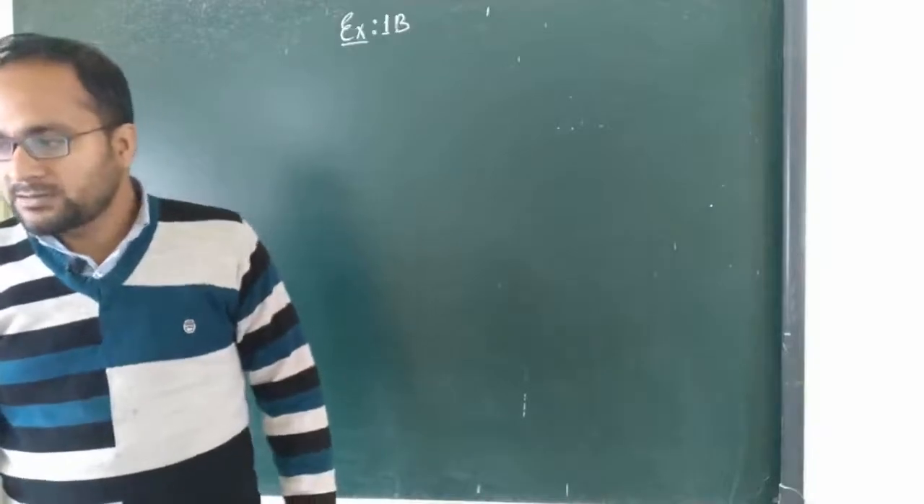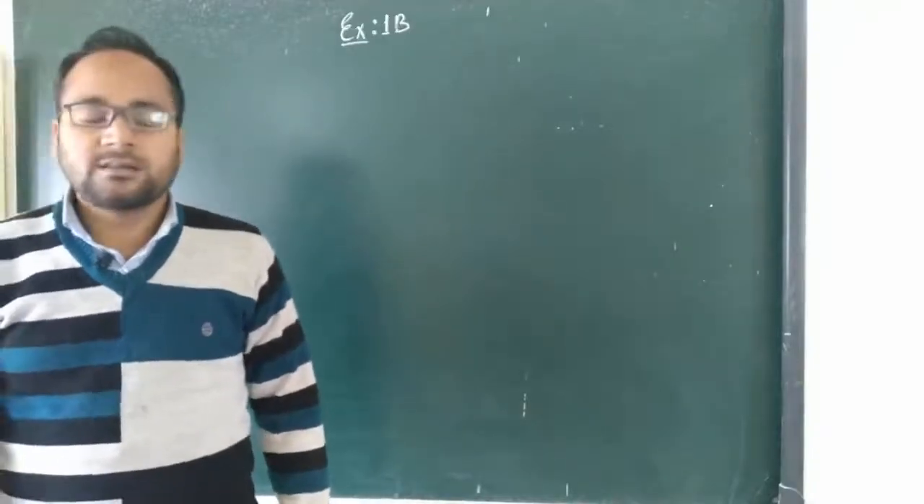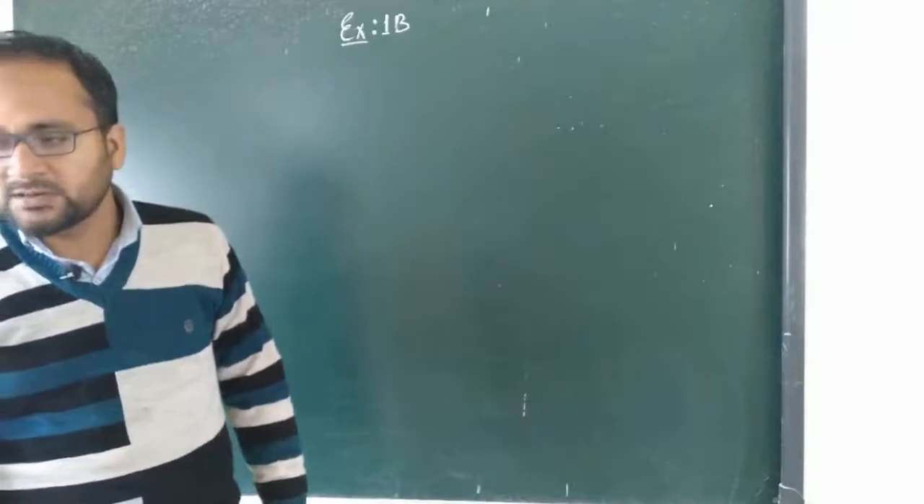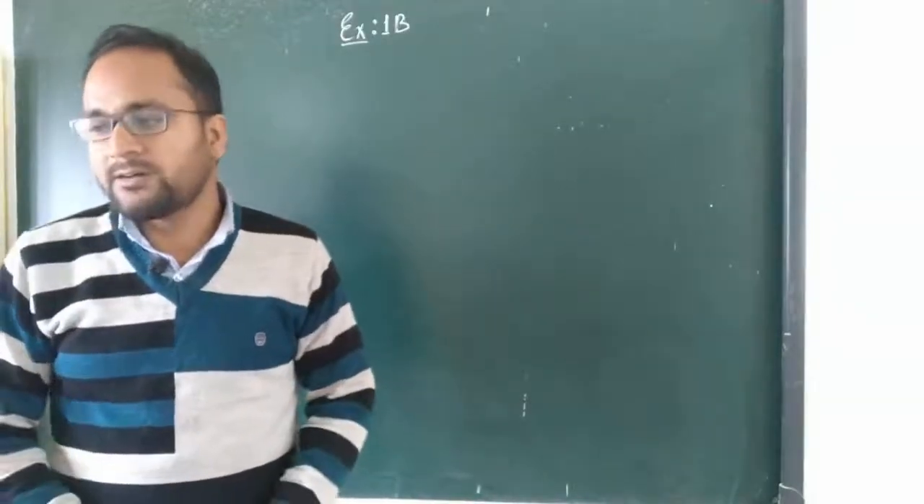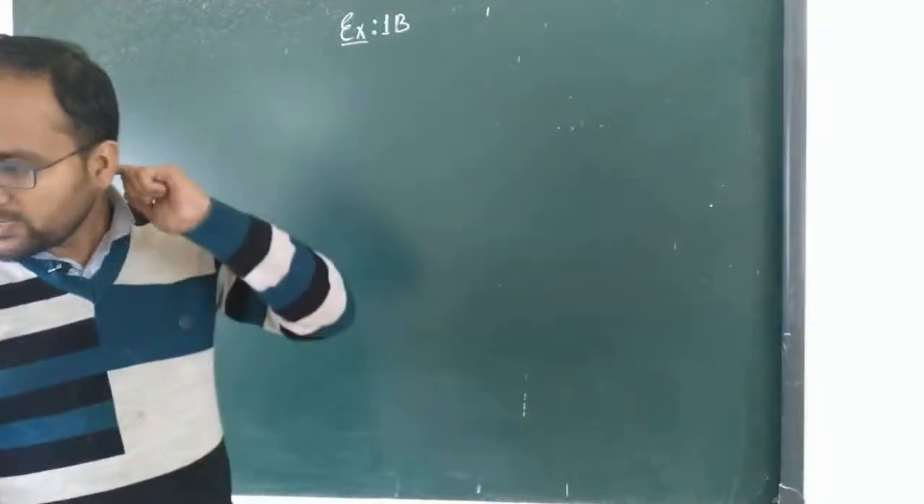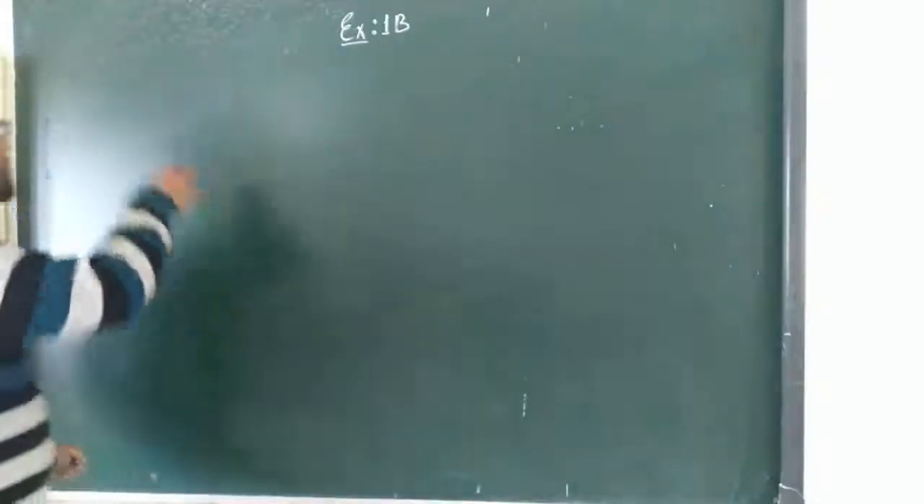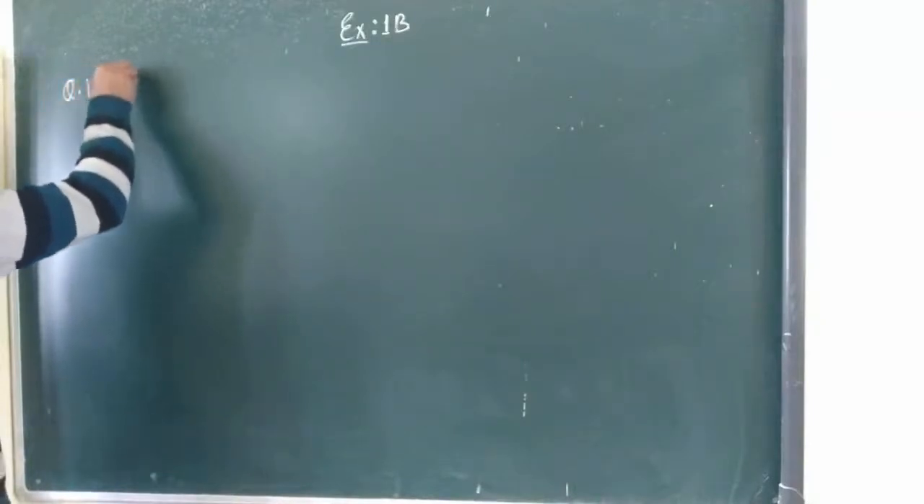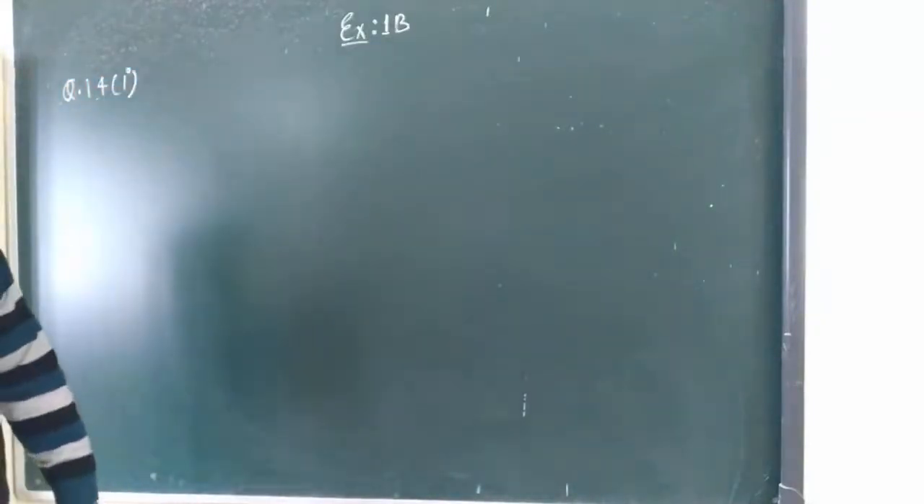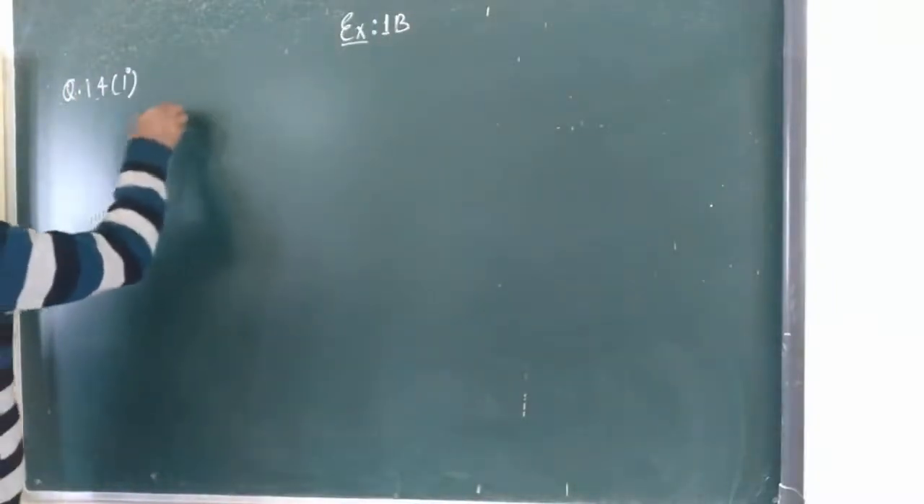Question number 14 says: find the areas of the given figures where all the corners are right angles and the dimensions are given in centimeters. So in question number 14, I have taken the first part. Your figure is given like that.